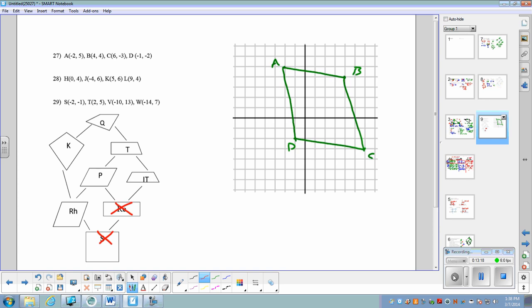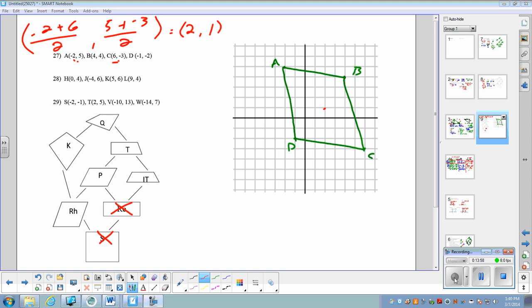But I'm going to do the test of the parallelogram of do the diagonals bisect each other. So add the x coordinates of AC, divide by 2, and add the y coordinates of AC, divide by 2. That'll give us the midpoint of AC. Except I looked at the wrong points. So -2 plus 6 divided by 2. Or did I look at the right points? 5 plus -3 divided by 2. Oh, I did look at the right points after all. So the midpoint of AC is 2, 1, or right there.